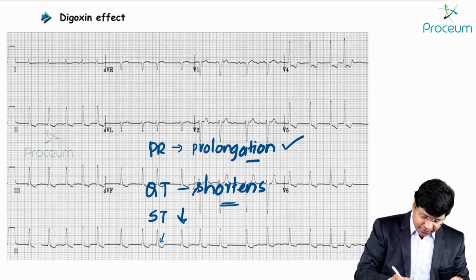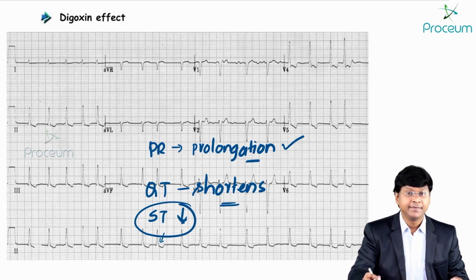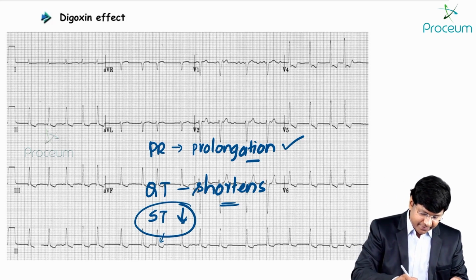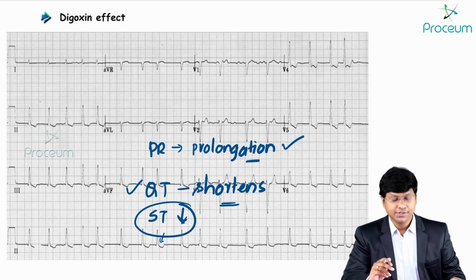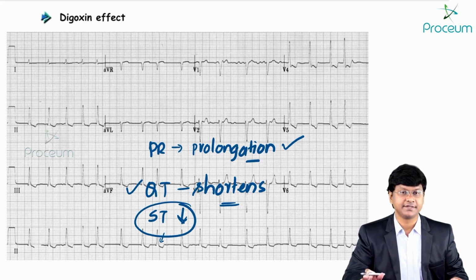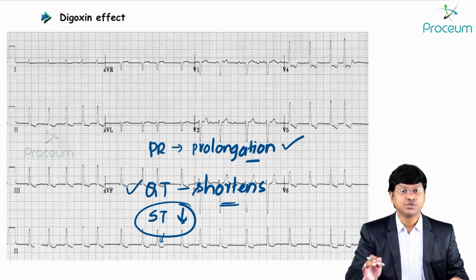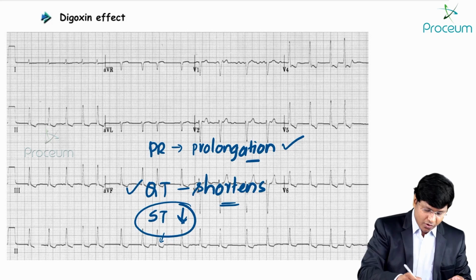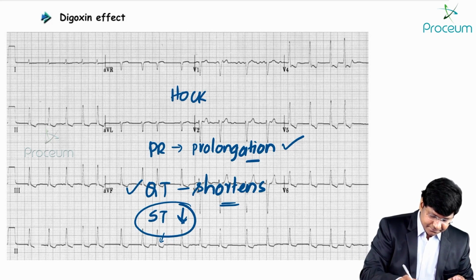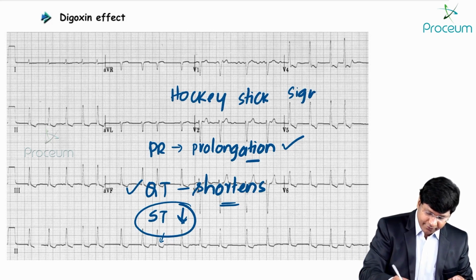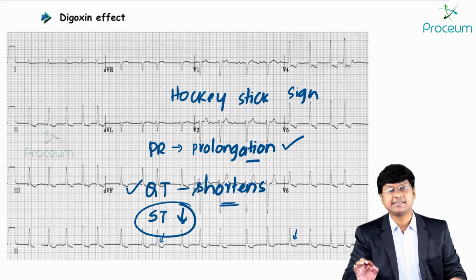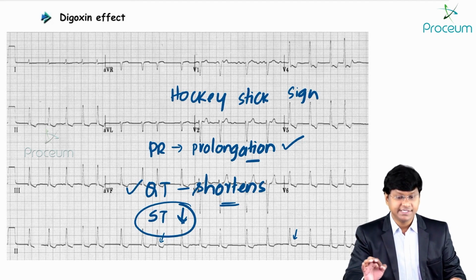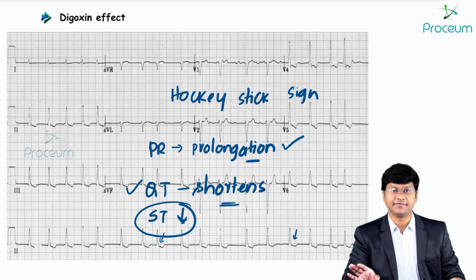Now, what will happen to the ST segment? There will be ST segment depression. And what will happen to the QT interval? The QT interval becomes shortened. Right? So this is about the digoxin effect. So that classical hockey stick sign of your ST segment, you see that particular ST segment, it is depressed. That classical hockey stick sign on ECG is suggestive of the digoxin effect.